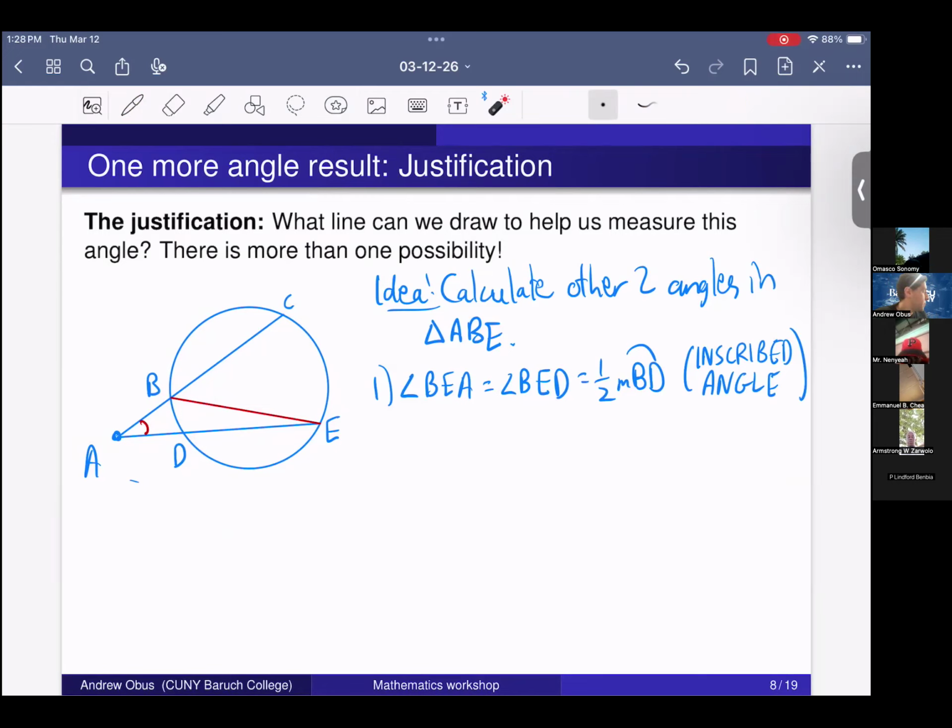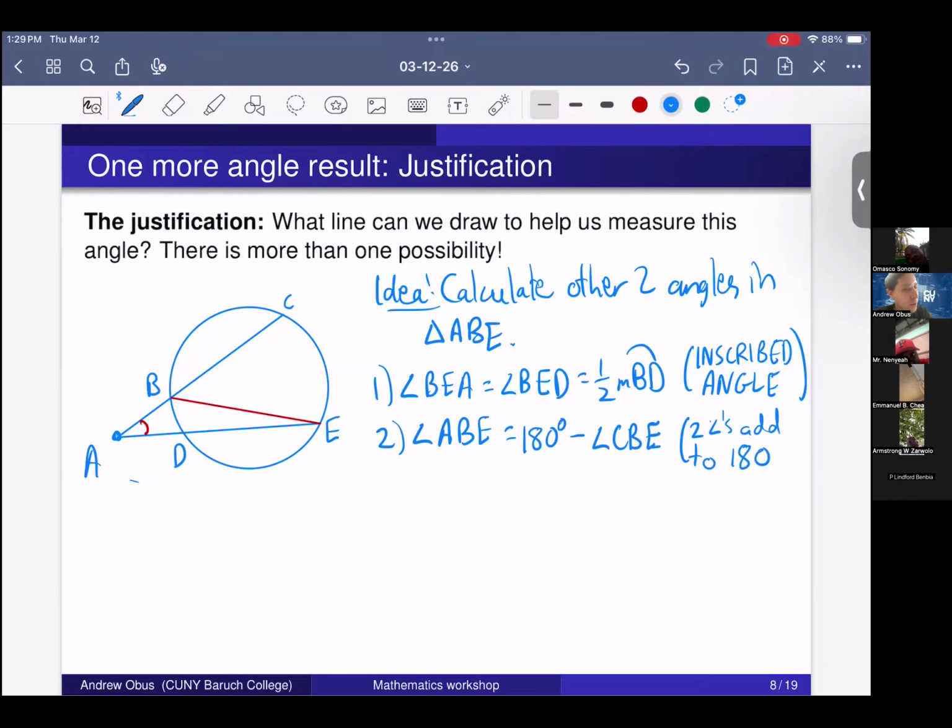Okay, so what about the other angle? If we want angle ABE, that's going to be the other angle in the triangle. This is not quite so clear, because this angle doesn't immediately fall into any of our theorems. But look at this angle BCE: these two angles together make up a straight line, so they have to add up to 180 degrees. That means angle ABE is going to be 180 degrees minus angle CBE, because the two angles add to 180 degrees, so one of them is 180 degrees minus the other.